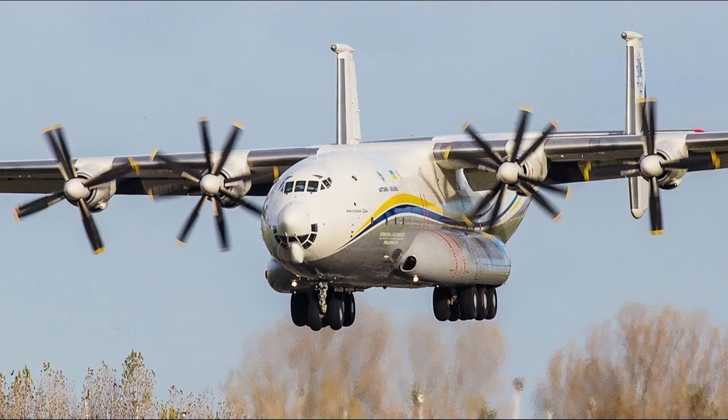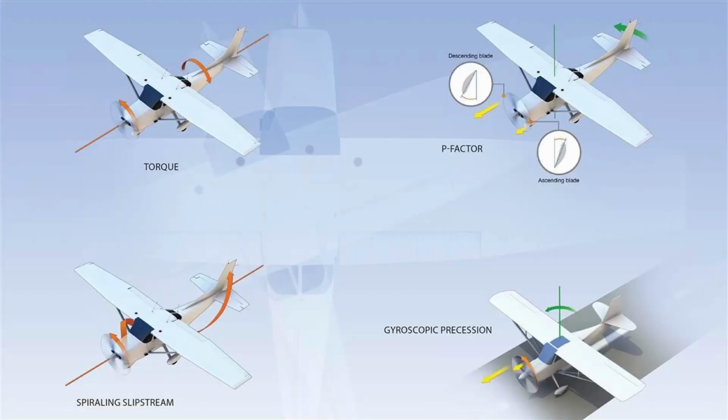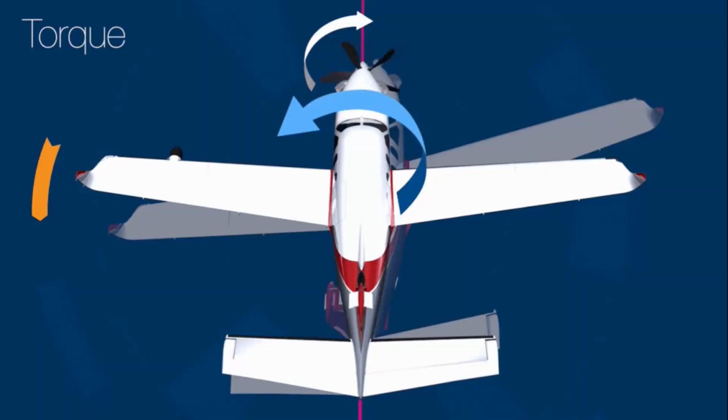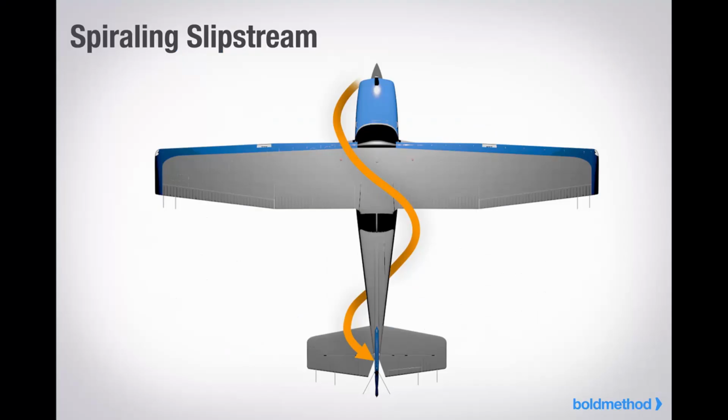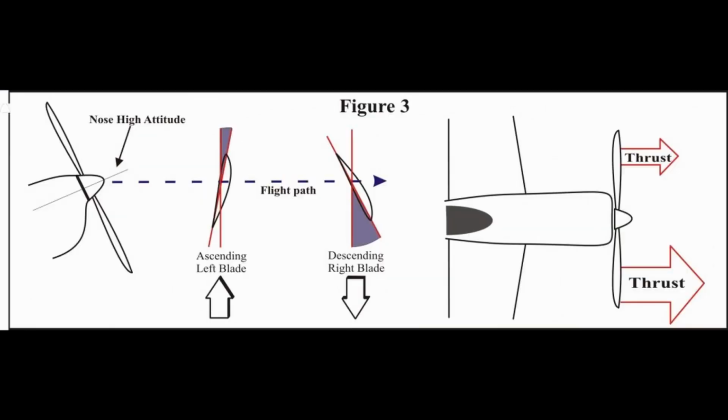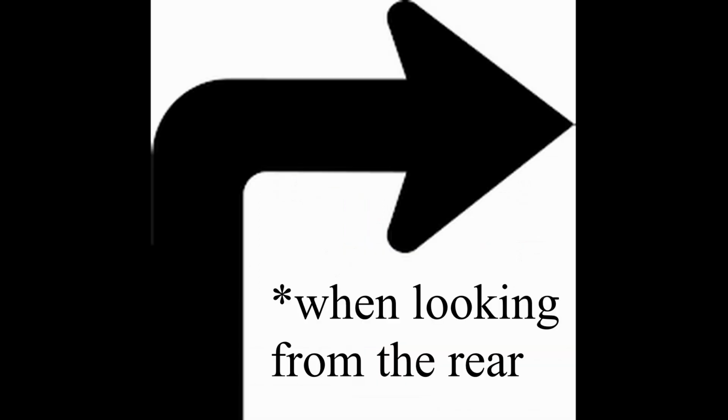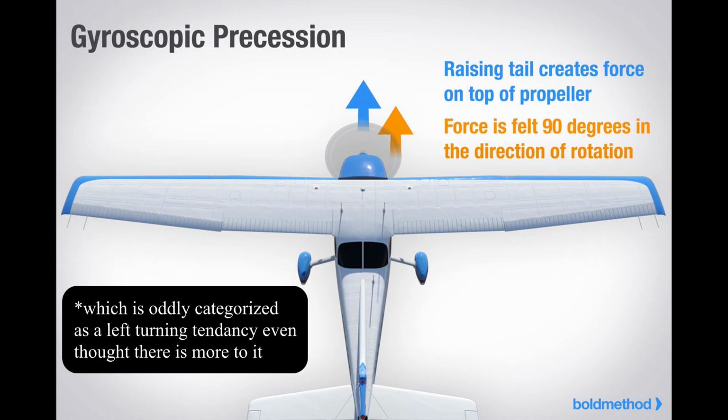Because the propeller has mass, there are a few left-turning tendencies that occur due to its movement. Torque reaction, which is really just Newton's third law; spiraling slipstream, which occurs because the spiraling airflow strikes the vertical stabilizer; P factor, which comes from a naturally higher angle of attack on the descending blade, or the right side; and gyroscopic precession.